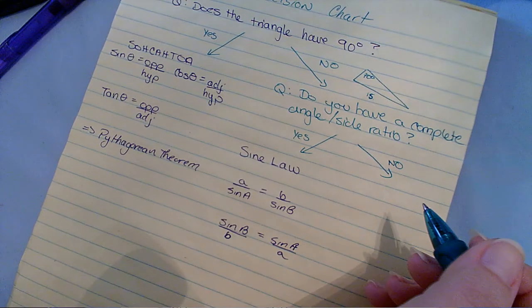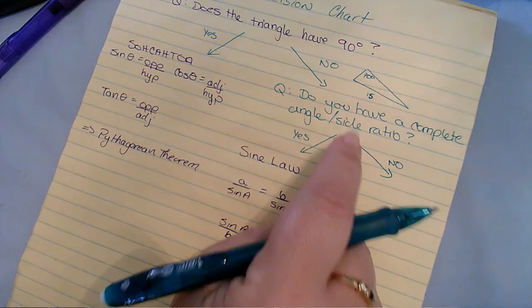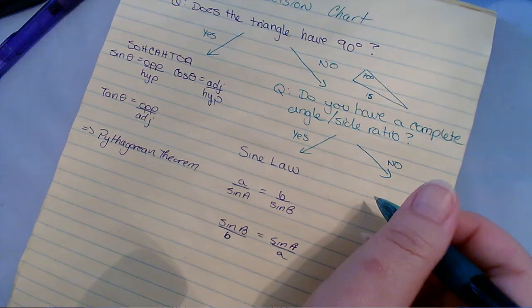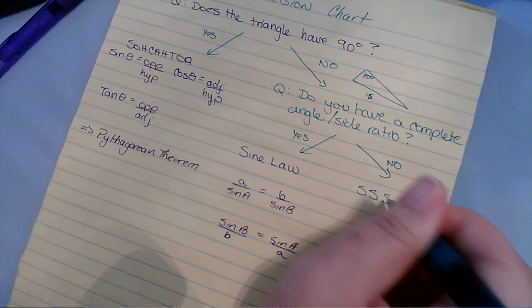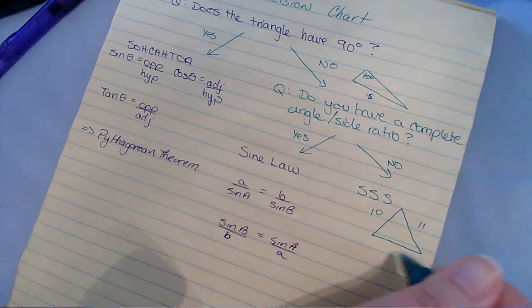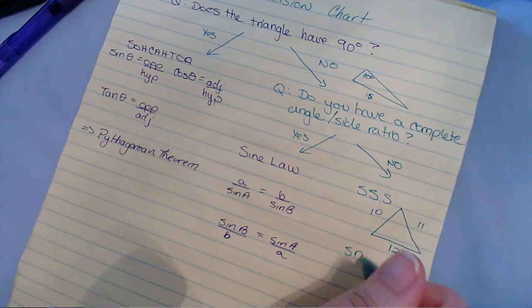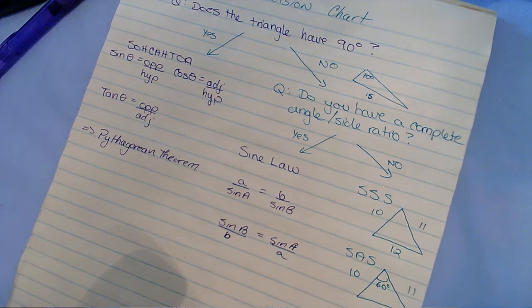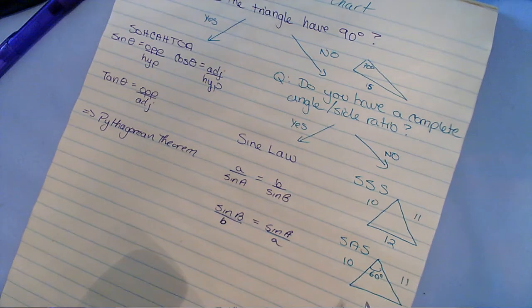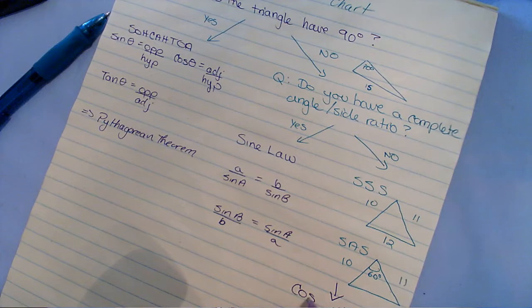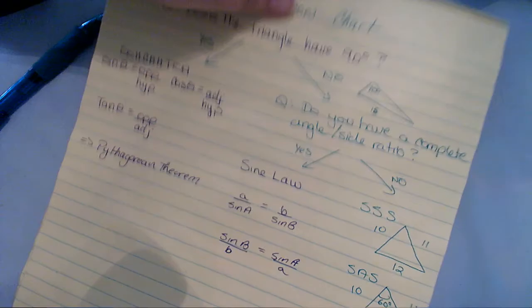Now, if the answer was no, you didn't have a complete angle-side ratio, then you're going to have to check if you have a side-side-side situation, which means you only know 3 sides, so 10, 11, and 12, but no angles, or is it a side-angle-side situation, where you have a 10, an 11, and a 60 degrees, say, in the middle. That's an SAS situation. If it's either of those two situations, then it's definitely cosine law. So cosine law is your last resort.